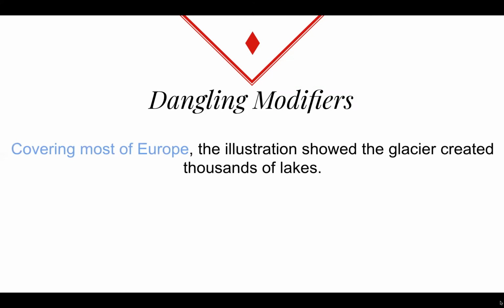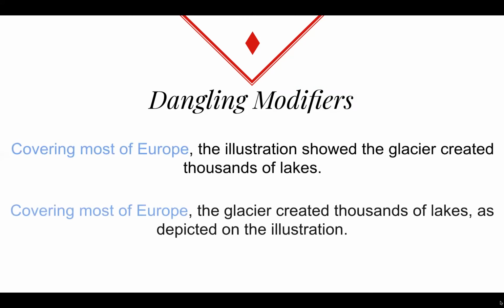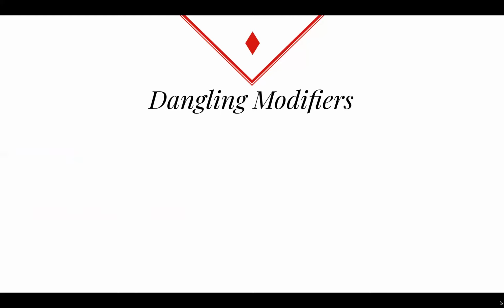Covering most of Europe, the illustration showed the glacier created thousands of lakes. Here, the phrasing makes it seem that the illustration covers most of Europe. Let's correct it. Covering most of Europe, the glacier created thousands of lakes, as depicted in the illustration. Here, the modifying phrase clearly refers to glacier as it is intended. Let's look at another example.